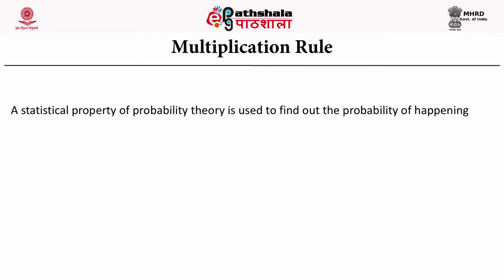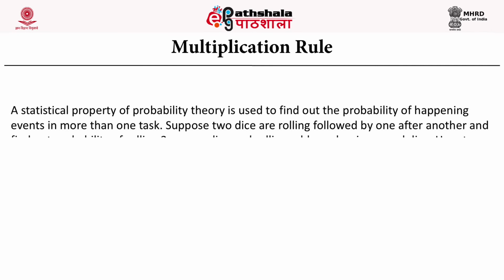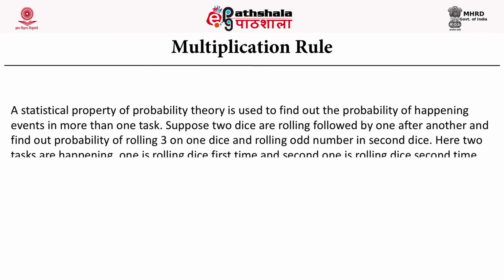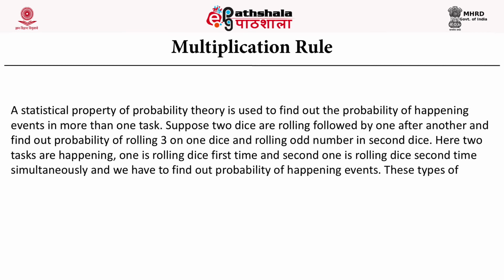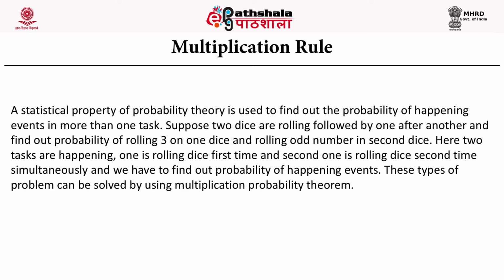Now we will start a new topic, that is the multiplication rule. Probability theory is used to find the probability of an event happening in more than one task. Suppose two dice are rolled one after another, and we are interested in the probability of rolling 3 on one die and rolling an odd number on the second die. Here two tasks are happening: rolling the die the first time and rolling the die the second time, and we have to find the probability of the event happening. These types of probability can be solved by using the multiplication probability theorem.